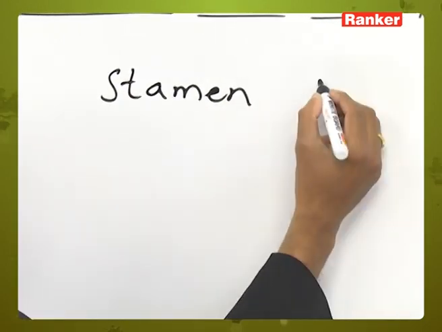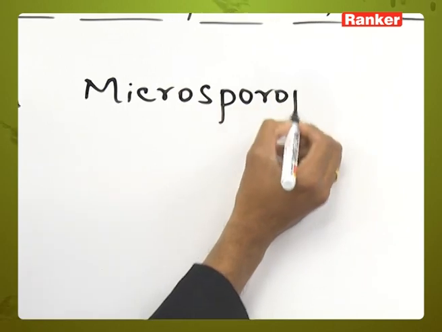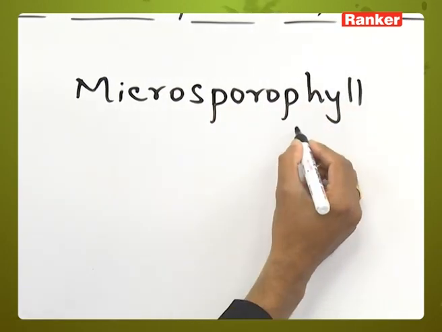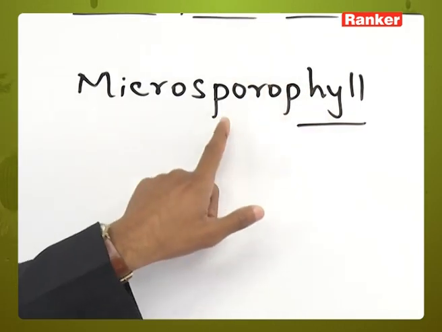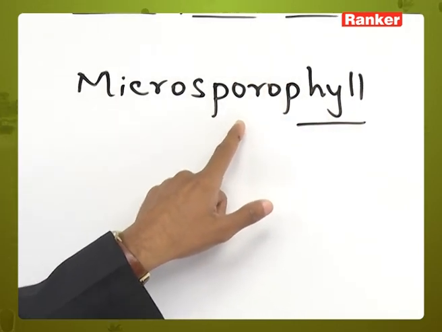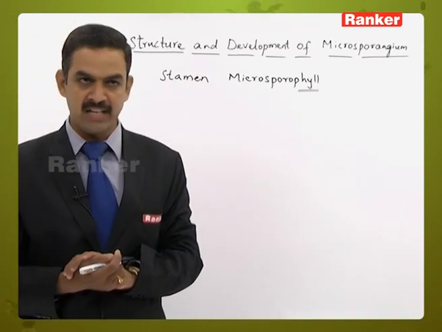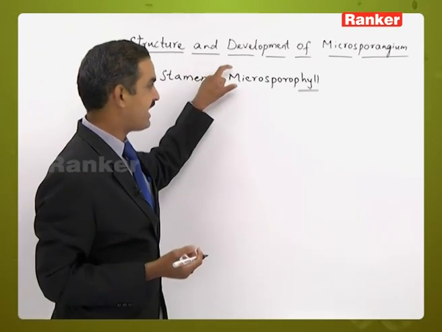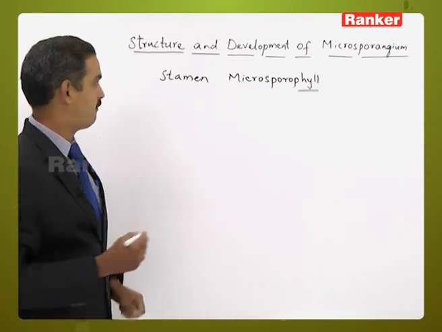Otherwise, stamen is also called a microsporophyll. Phyll means leaf, so it is the leaf-like structure which contains the microspores. As we know, microspores are otherwise called pollen grains. The pollen grain-containing leaf-like structures, that's why we call them microsporophylls.